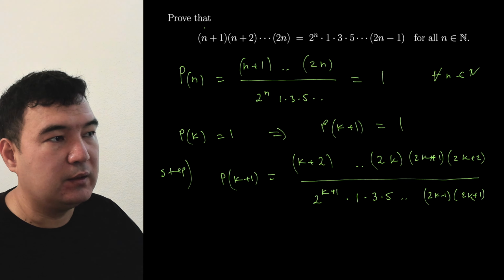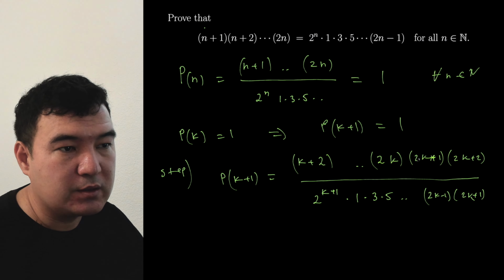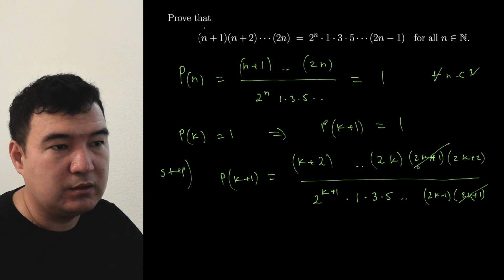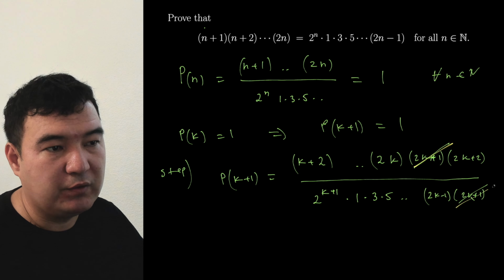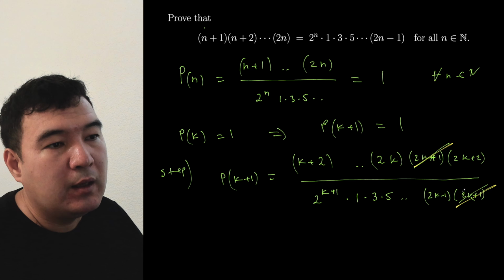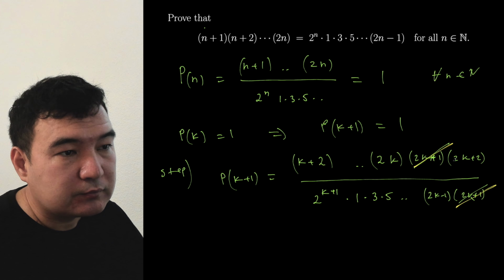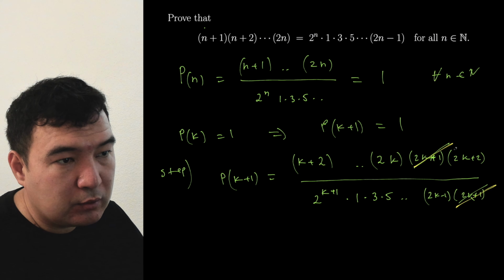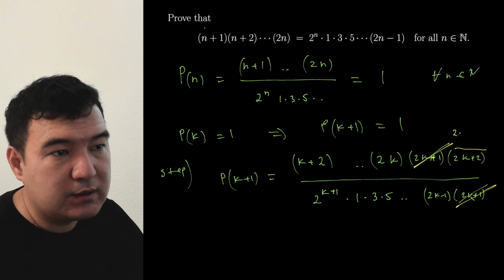So now let's look at the expression closely. This 2k plus 1 and this 2k plus 1 are actually equal to each other, so I can just cancel them out. So when I try to simplify my expression, I will cancel out only those two. And then look at this 2k plus 2, that's equal to 2 times k plus 1, right?